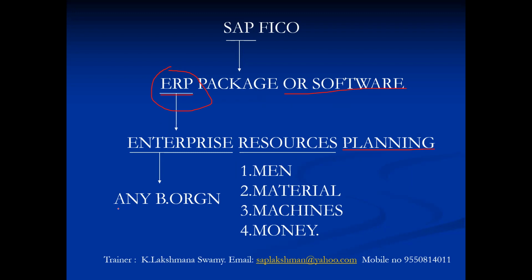Enterprise means any business organization. Every business organization, while doing business, uses some resources like men, materials, machines, and money. These are called the 4 M's because the name of each resource starts with M. Basically, these are all natural resources, and the availability of these resources is very much limited for any business enterprise.